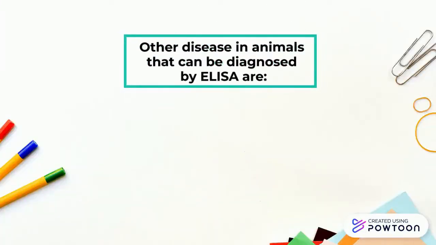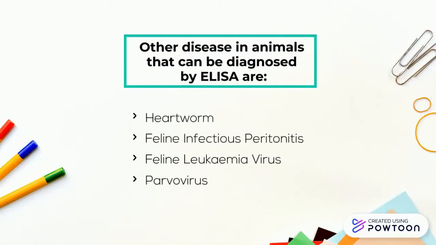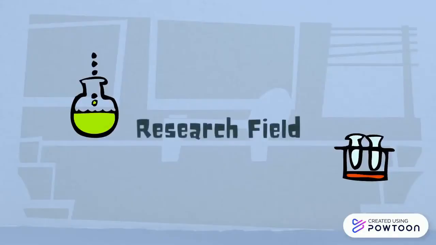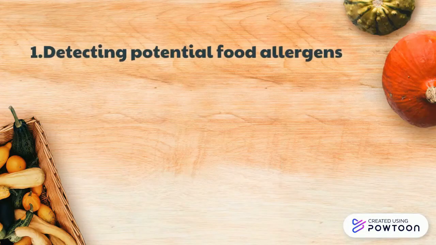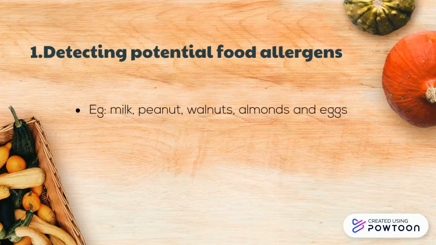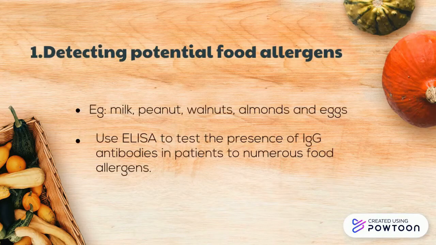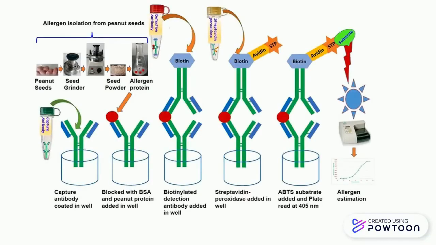Other diseases in animals that can also be diagnosed by ELISAs are hookworm, feline infectious peritonitis, feline leukemia virus, and parvovirus. While in the research field, ELISA is used to detect potential food allergens in milk, peanuts, and eggs. And this diagram will explain more about the detection process.